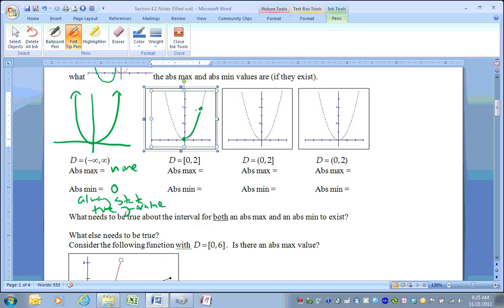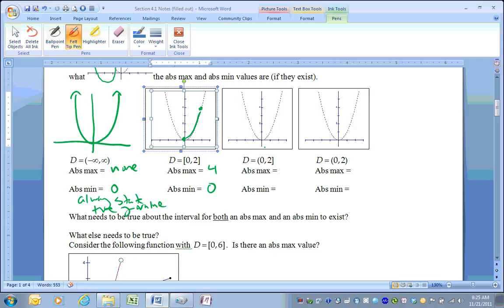What would be the absolute maximum here for that specified domain? What's the highest y value for that graph? 4. And what's the lowest y value? 0, right?